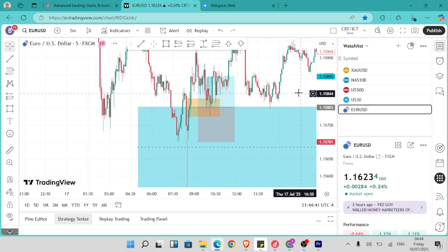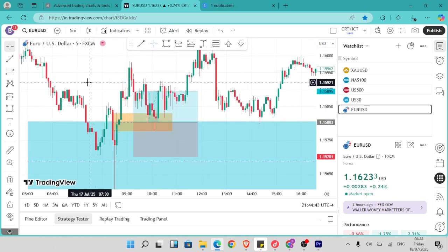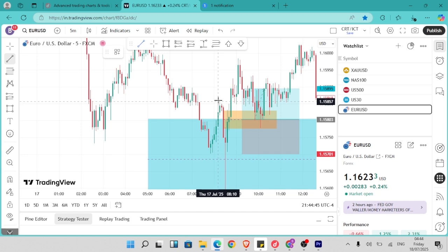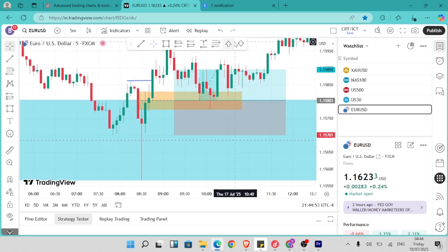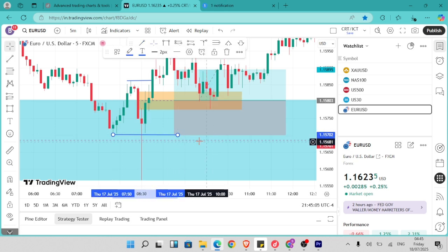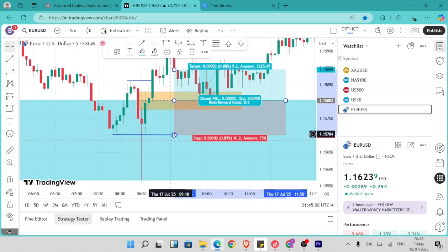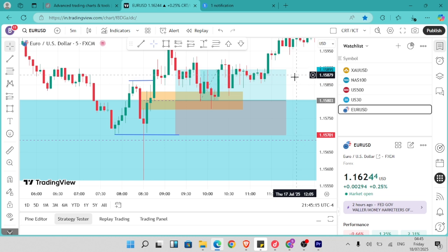Now, how do we set our stop loss? Since we have this change in state of delivery, we do not expect price to go lower than this point. I do not expect price to go lower than here, this point. So this becomes my stop loss. This area becomes my stop loss.